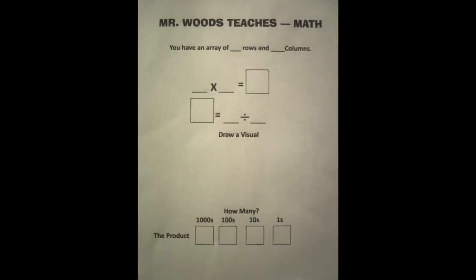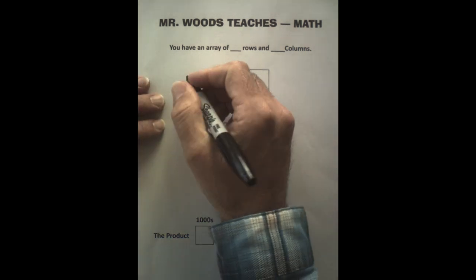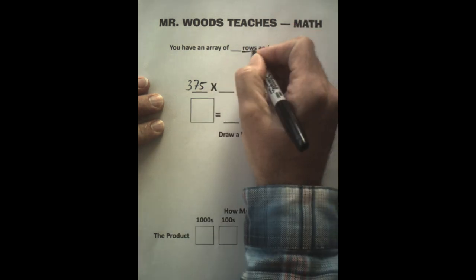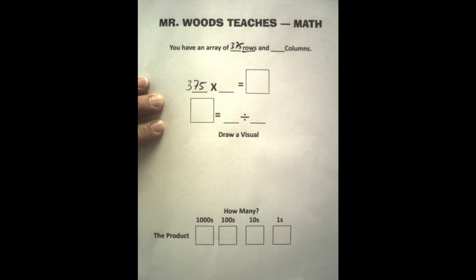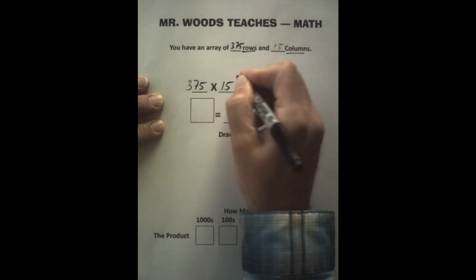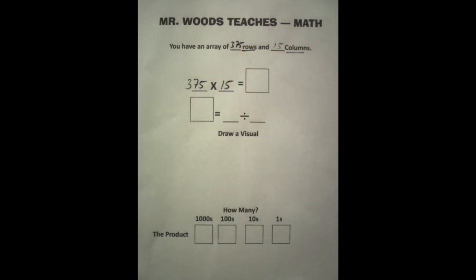Our warm-up continues with Mr. Woods Teaches. So let's make this a little harder. This is going to be for the upper elementary, maybe even middle school. We're going to deal with a different number. So we're going to look at 375, and that's going to be rows. So 375 times 15 columns. That's a little tougher.